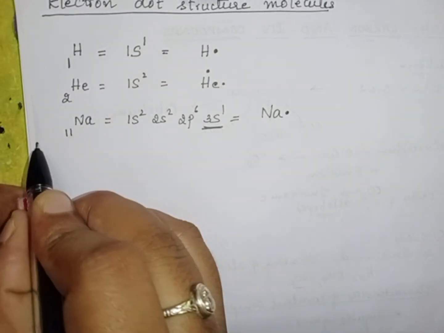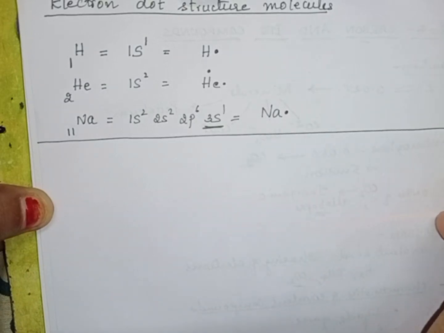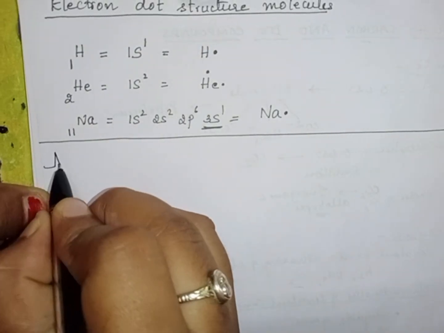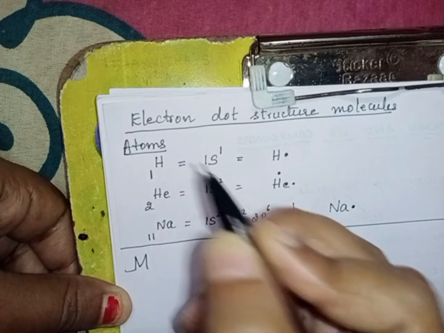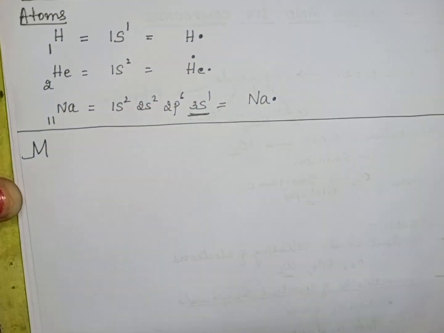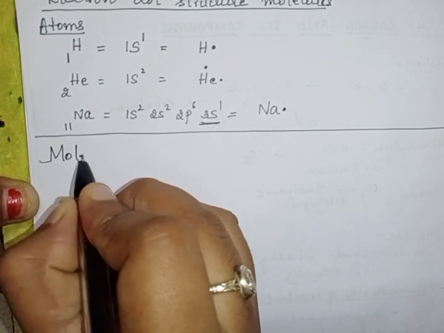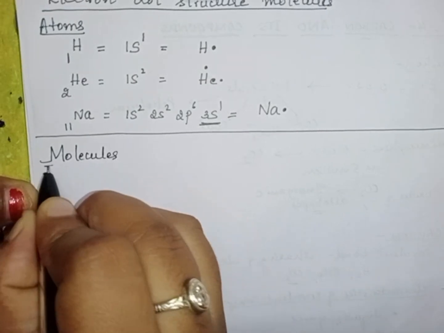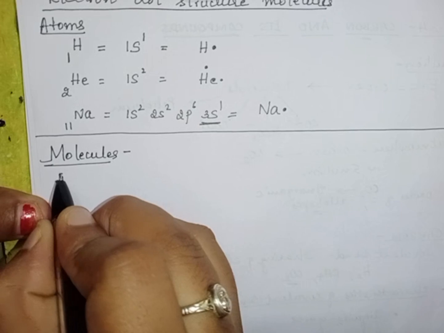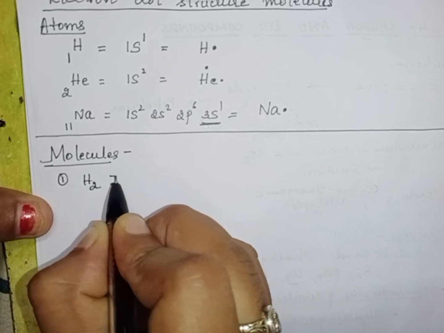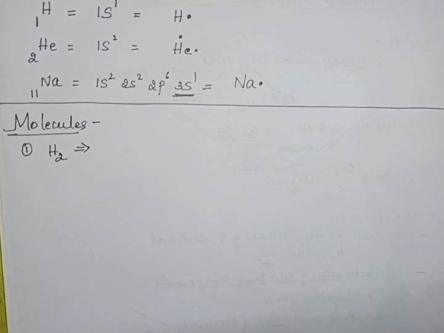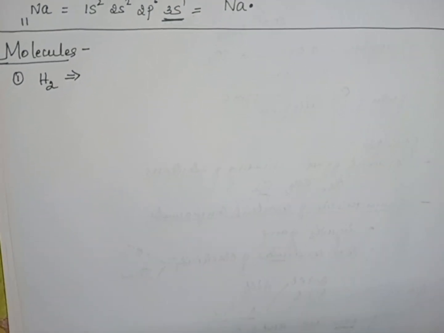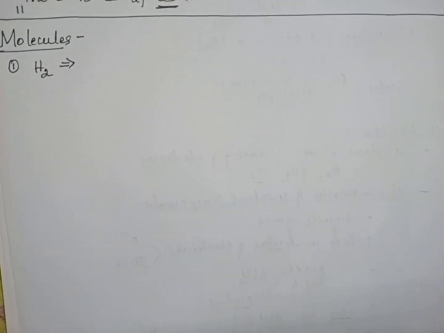Now we'll talk about the electron dot structure of molecules. These are for atoms. Next, electron dot structure for molecules. First, we'll start with hydrogen. I'll teach you how to remember the electron dot structure very easily. See properly how to start. If they ask, write the electron dot structure for H2 molecule.